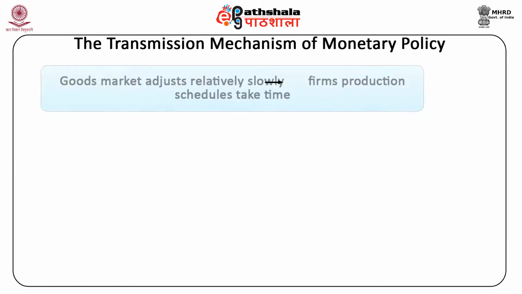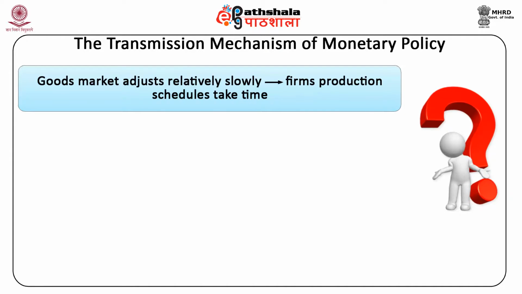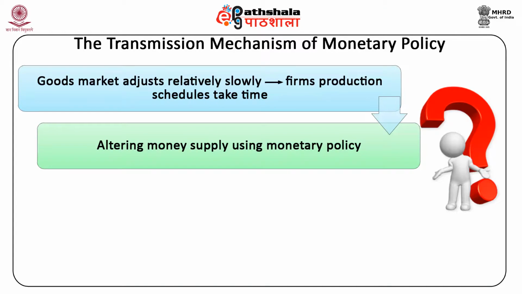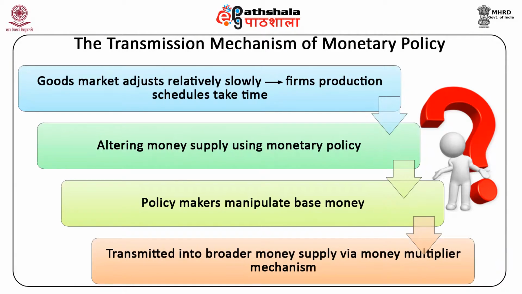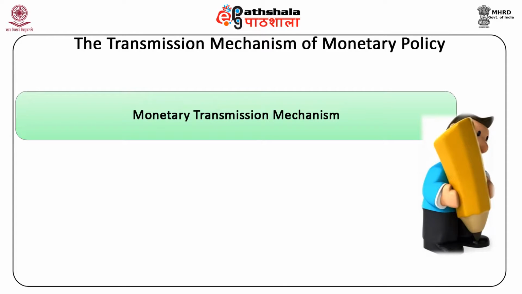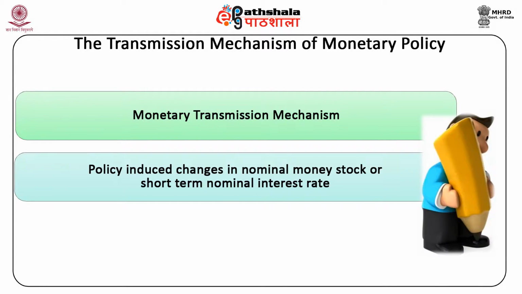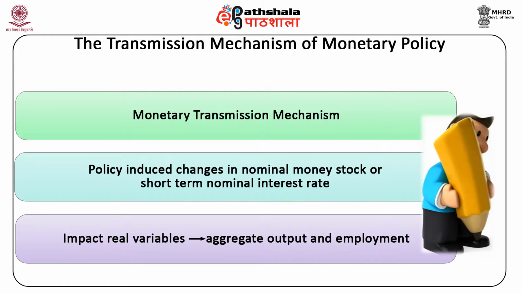The goods market, on the other hand, adjusts relatively slowly because firms have to change their production schedules, which takes time. By altering the money supply using monetary policy, policymakers manipulate the base money reserves, which is then transmitted into a broader money supply via the money multiplier mechanism. The monetary transmission mechanism describes how policy-induced changes in the nominal money stock or the short-term nominal interest rate impact real variables such as aggregate output and employment.